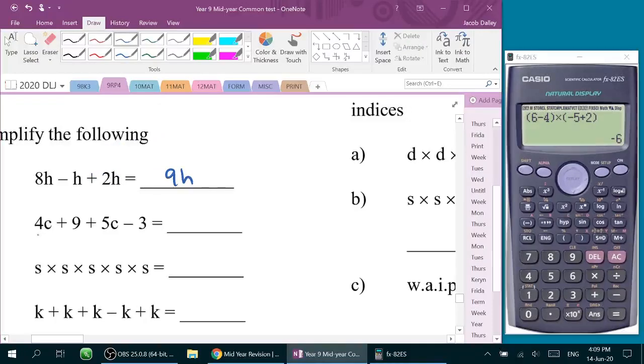This next one, we've got 4 cats plus 9 plus 5 cats minus 3. So cats can be added to cats, so we've got 9 cats altogether, and then 9 minus 3, those are numbers, so we keep them together. So 9 minus 3 is 6, positive 6.